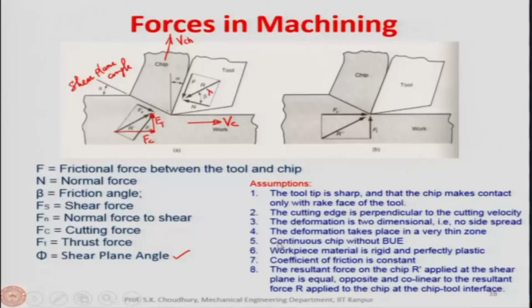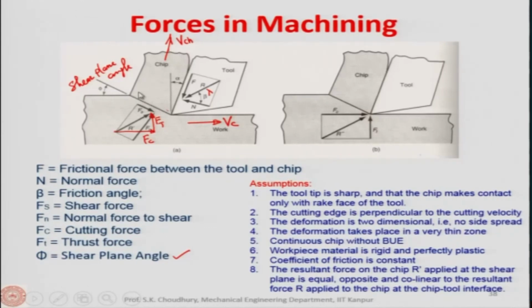However, this is done by them with the following assumptions, there are about 8 assumptions. The assumptions are that the tool tip is sharp and the chip makes contact only with the rake face of the tool. The tool does not have a round shape, a nose radius. The cutting edge is perpendicular to the cutting velocity. You understand, we have said that in case of orthogonal cutting, the cutting edge is perpendicular to the cutting velocity. The deformation is 2 dimensional, that is no side spread.